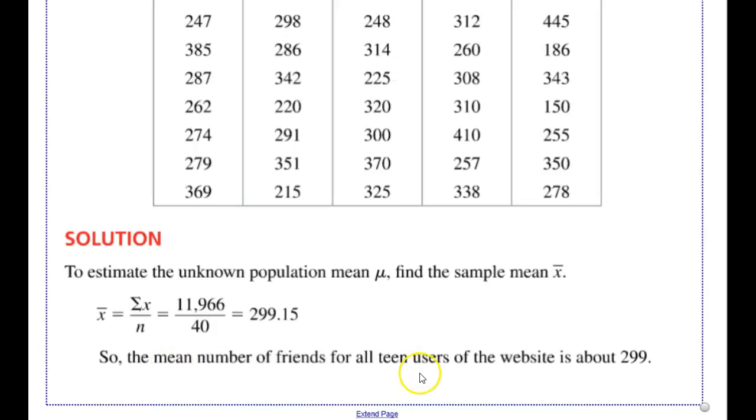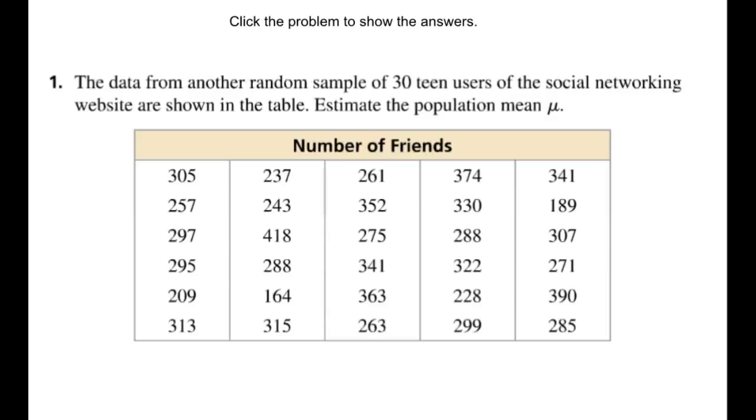So the mean number of friends for all teen users of the website is about 299. So I take this sample mean and I can use it to describe my population mean. And that's true for most data that we're going to be looking at. So here's your first monitoring progress. Try it and see if you can come up with the right answer. The biggest thing with using this much data is make sure that you're very careful when finding the sum, that you don't miss a number or mistype it in your calculator.